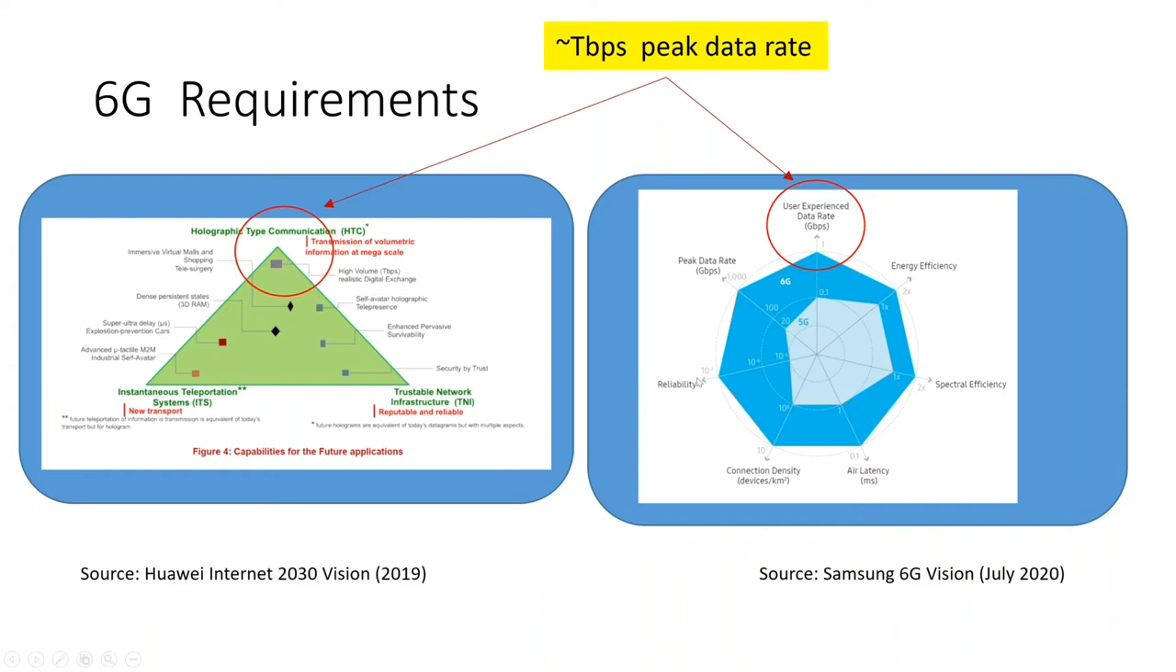So basically, these are the sort of diagrams that are indicating the differentiation between 5G and 6G. Now, one thing they have in common, so there are common visions and there are differences, is that while 5G is supposed to support up to 20 gigabit per second peak data rates, the expectation is that we move with 6G to the era of terabit per second peak data rate.